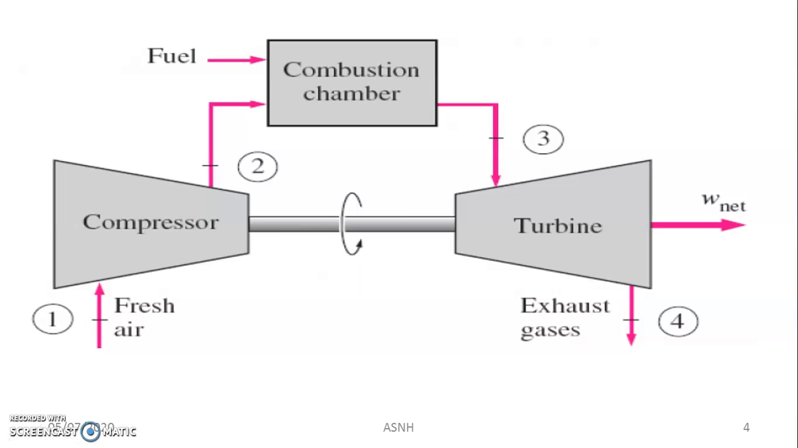This is the second important cycle related to the gas turbine, that is the open cycle. In the last two slides we discussed the closed cycle, where the same working fluid repeats itself in the cycle, but here this is the open cycle. Here there are three components: compressor, heating or combustion chamber, and turbine. Here only air is coming in.